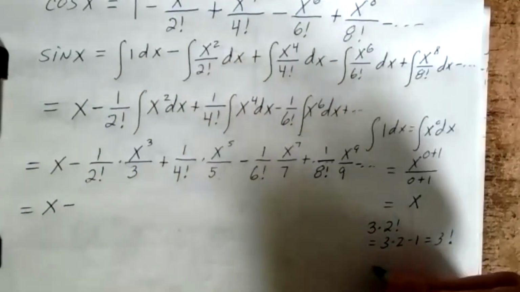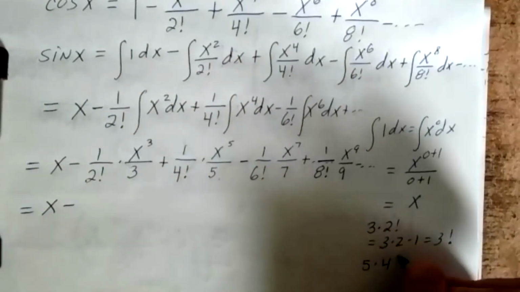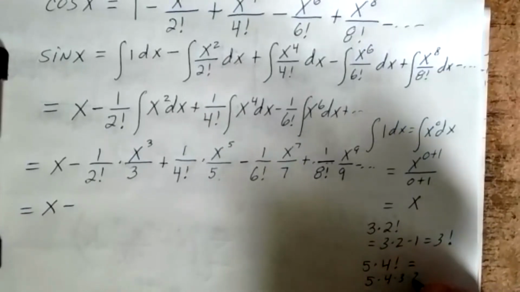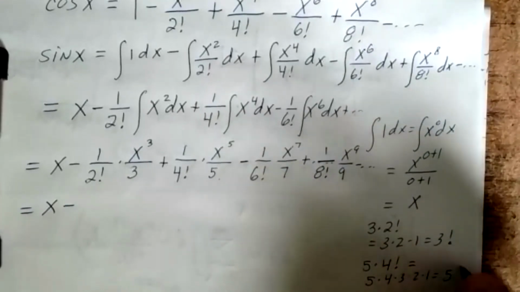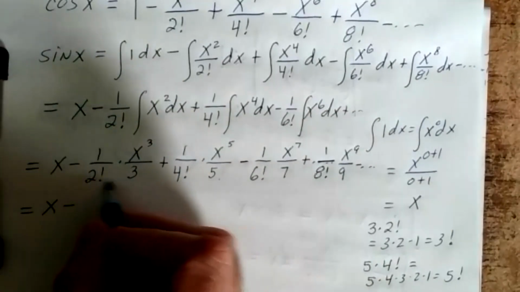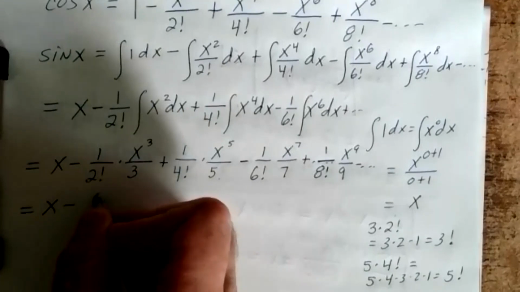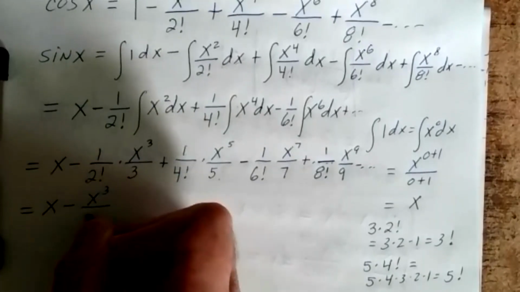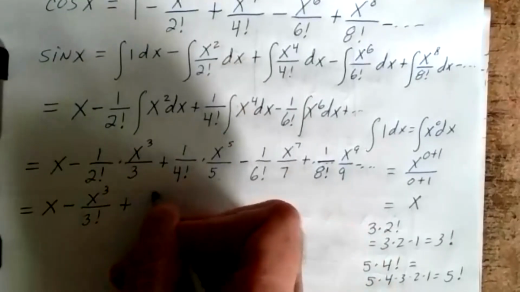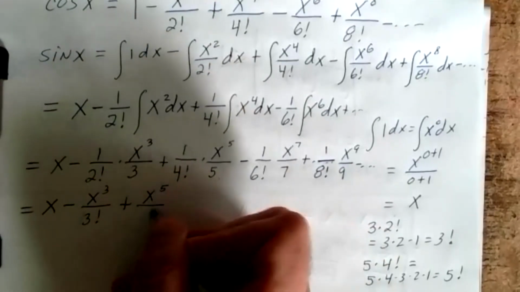Likewise, 5 times 4 factorial is really 5 times 4 times 3 times 2 times 1, which is really what, 5 factorial? Okay, so therefore we can combine this and call this 3 factorial. So we're going to have minus x cubed over 3 factorial.